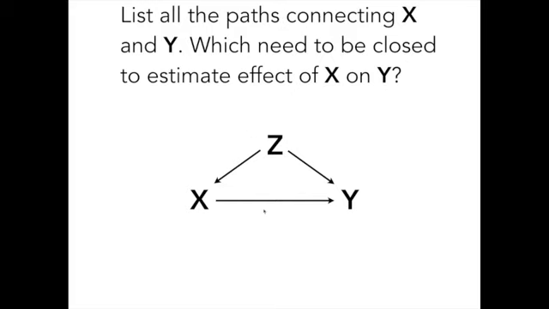Okay, so our goal here is to list all the paths connecting X and Y, and then which ones need to be closed and how can we do that? So again, there's two paths. There's this one, simple enough. That's a front door path. In this example, this is the only path we're interested in. And now we've got this fork here. This path on top is a backdoor path because the arrow enters X. So we need to close it by conditioning on Z. This is exactly the same example as before.